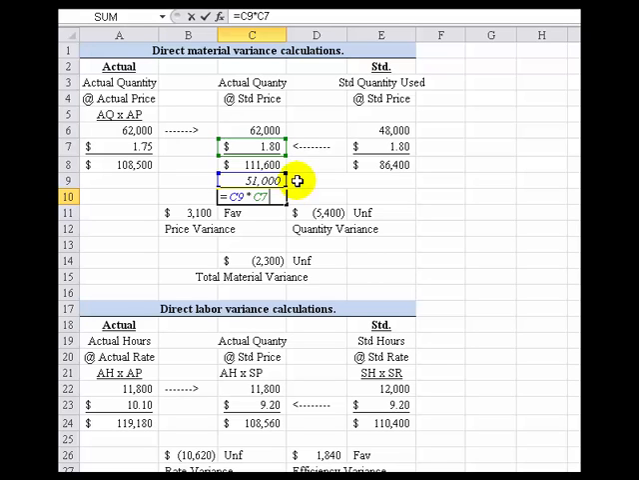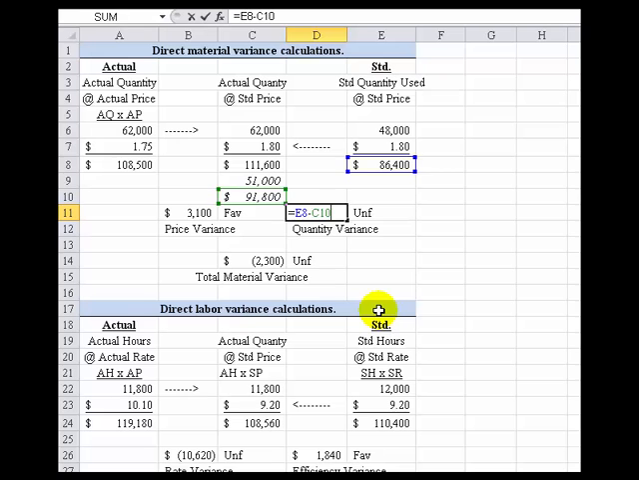to come up with a new no man's land or middle ground. So we have 91,800 of what actually was put into production at a standard price. And when we compare that, we're actually calculating the variance between 51,000 units and 48,000. Since we required more material than what the standard called for, it's an unfavorable variance.